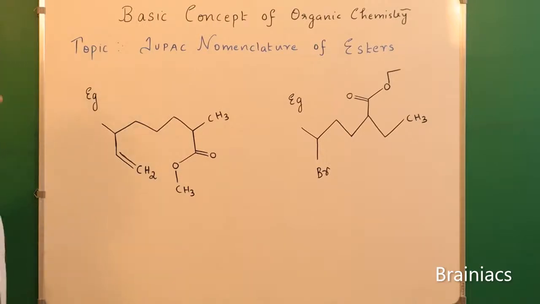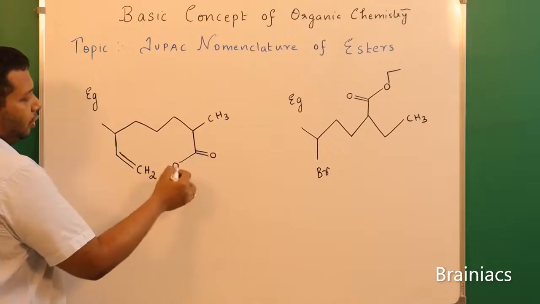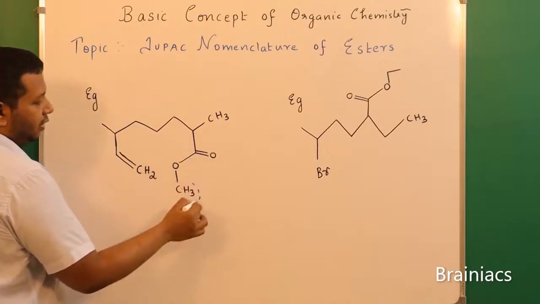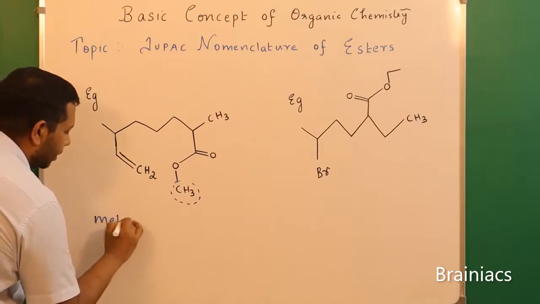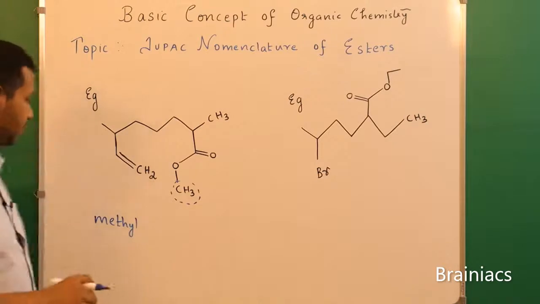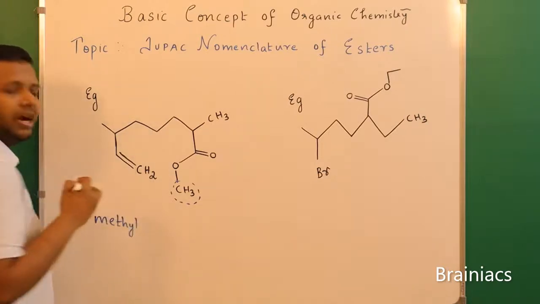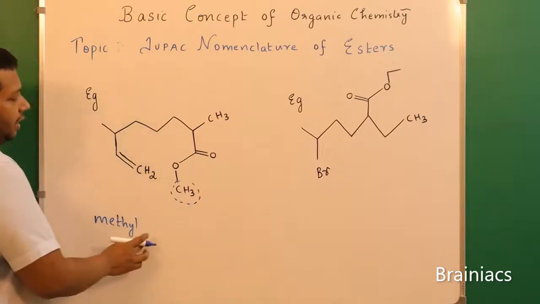So here also, in the first example, you could see the functional group COO, so I could see the O linkage, and the alkyl group here is methyl. So I will start by writing methyl. In the last video I forgot to tell one thing: after this methyl you don't need to put a hyphen, that is not required. So methyl, then what?